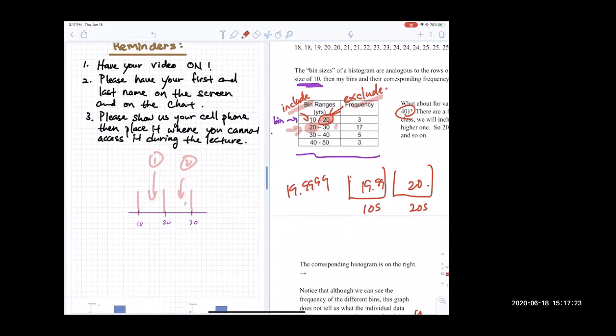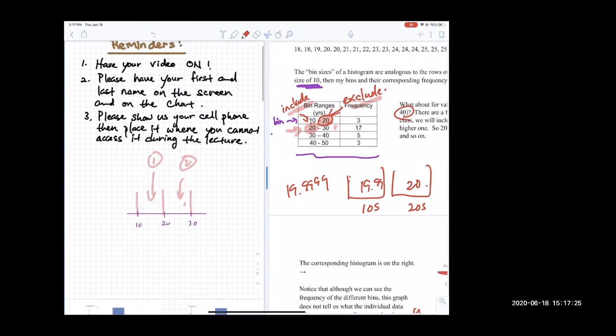Therefore the 20-year-old will go into bin number 2, right? Where would the 30-year-old go? Of course, they will go into bin number 3, and so forth. If it's on the cusp of 20, 30, and so forth, it will go into that next bin. So far, so good? Any questions? Okay.